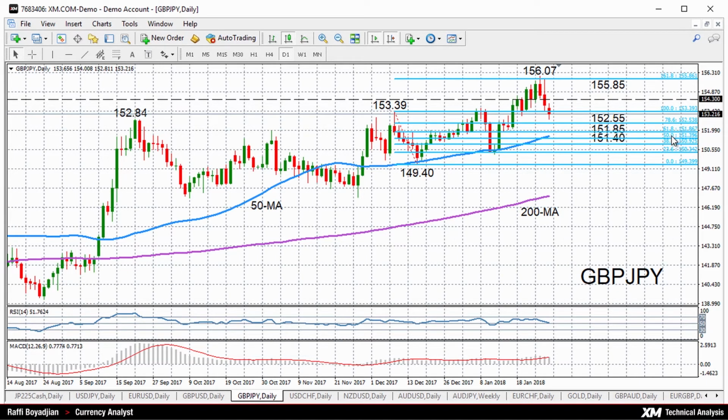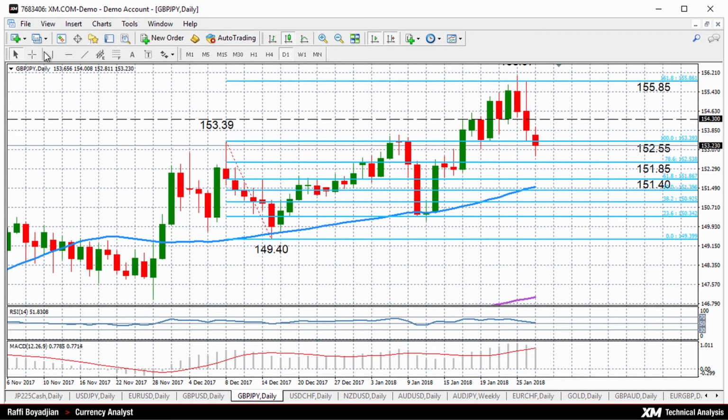Below that, we have the 61.8% Fibonacci at 151.85, and then we've got the 50-day moving average at 151.50, which just happens to be above the 50% Fibonacci retracement. So clearly an important support area there between 151.40 and 151.50. A drop below that level could accelerate the declines, shifting the bias much deeper into bearish territory.